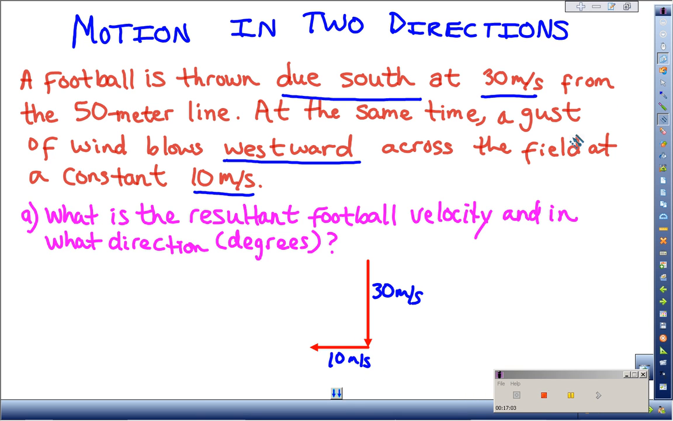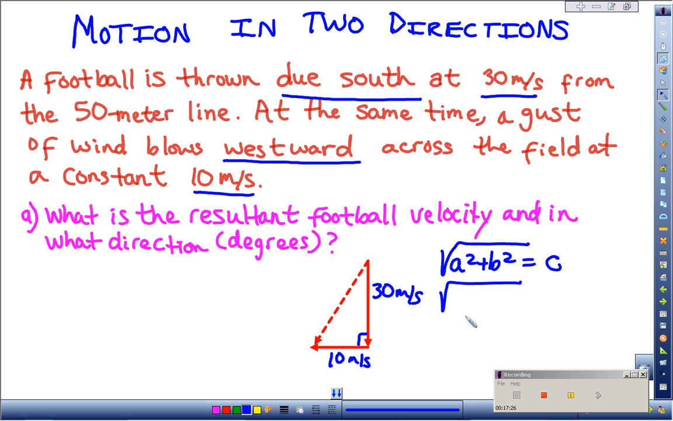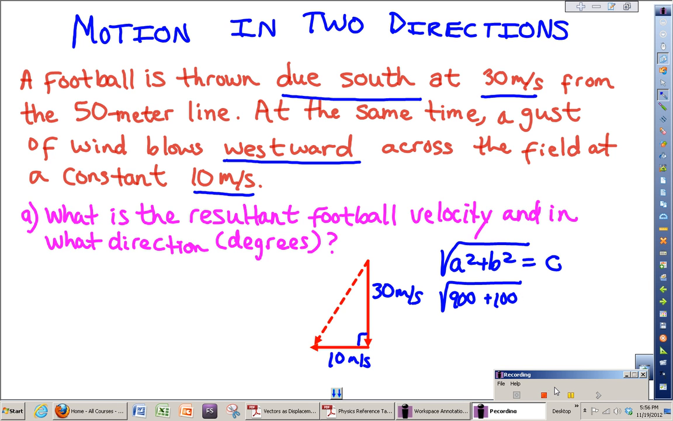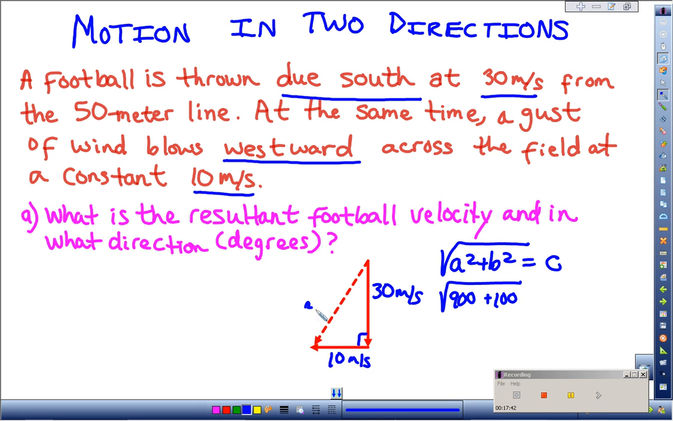Before I go any further, I'd like to draw in what the resultant vector looks like. It should be something to the south and to the west. Now it's my job to determine what that resultant magnitude is. Because they are perpendicular to each other, I can use the Pythagorean theorem to solve for that magnitude. You should have 900 meters squared per second squared plus 100 meters squared per second squared, and take the square root of that, you get a velocity of 31.6 meters per second.